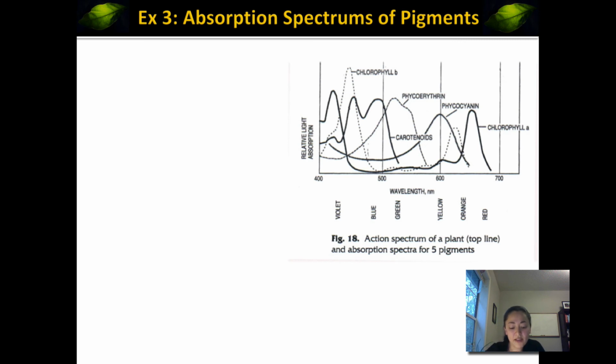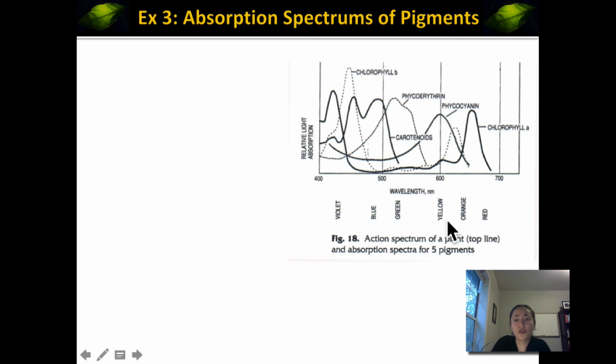Objective number 5 asks us to interpret the absorption spectrum of a plant pigment and describe the functions of accessory pigments. This is probably one of the most difficult things, I think, from this unit for students to do. So let's quickly talk about how we can interpret an absorption spectrum.